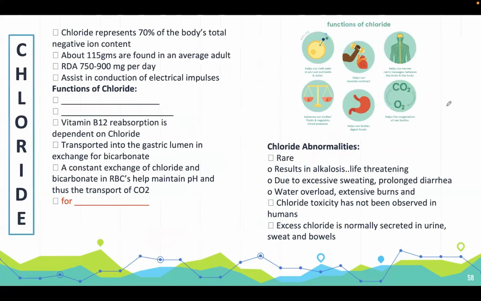Next, let's move forward to your chloride. Chloride represents 70% of the body's total negative ion content. About 115 grams are found in an average adult. The recommended dietary allowance, which is quite high, is 750 to 900 milligrams per day.